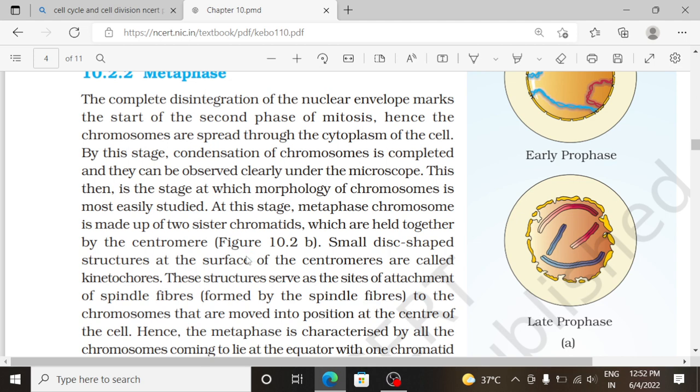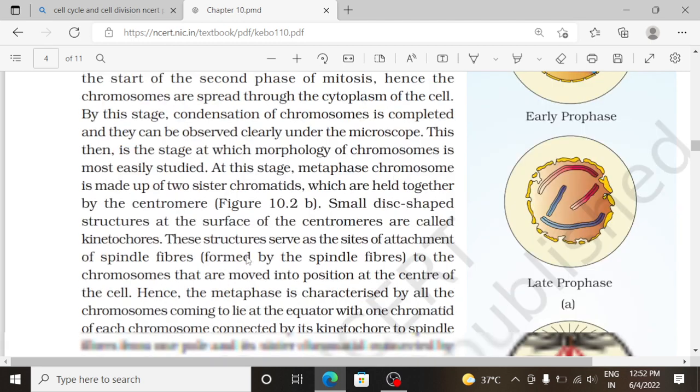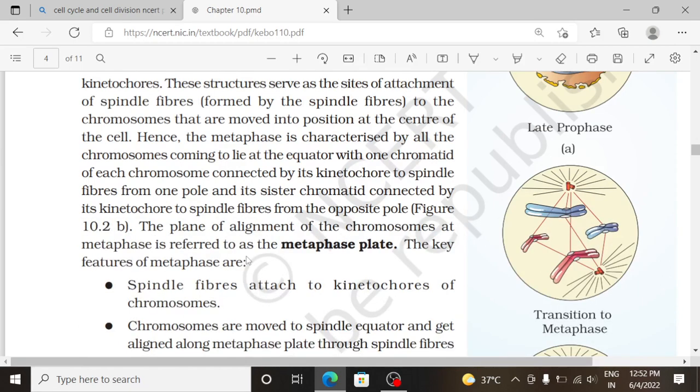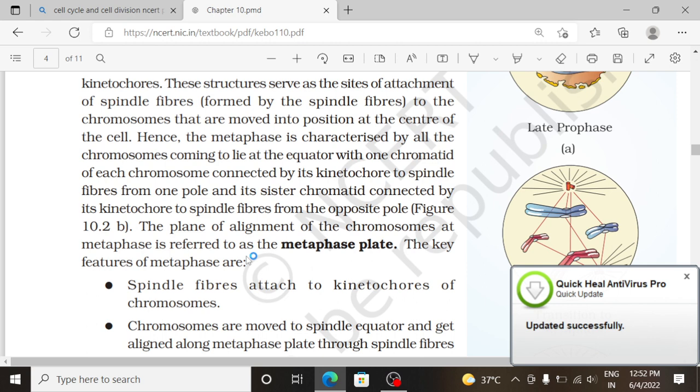chromosome is made up of 2 sister chromatids which are held together by the centromere. Small disc-shaped structures at the surface of the centromeres are called kinetochores. These structures serve as the sites of attachment of spindle fibers to the chromosomes that are moved into position at the center of the cell. Hence, metaphase is characterized by all the chromosomes coming to lie at the equator, with 1 chromatid of each chromosome connected by its kinetochore to spindle fibers from one pole and its sister chromatid connected by its kinetochore to spindle fibers from the opposite pole.